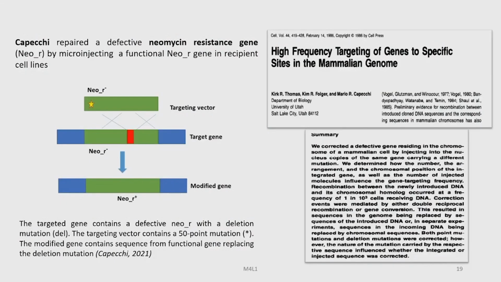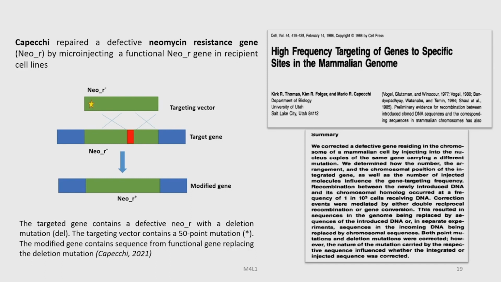And this is the publication which came out in 1986 in Cell, where he described the high frequency targeting of genes to specific sites in mammalian cells, and he summarized that he corrected a defective gene residing in the chromosome of a mammalian cell by injecting into the nucleus copies of the same gene carrying a different mutation.